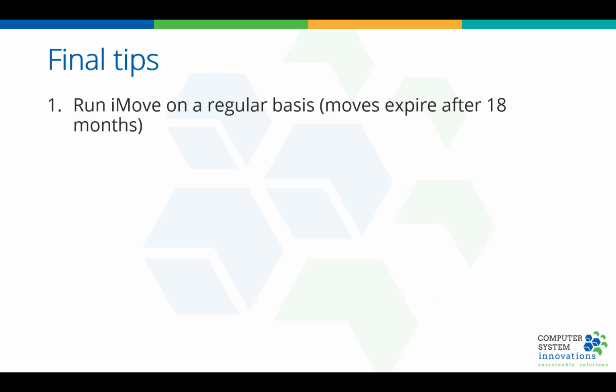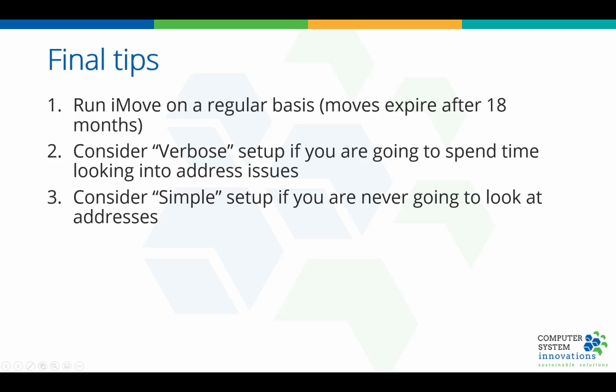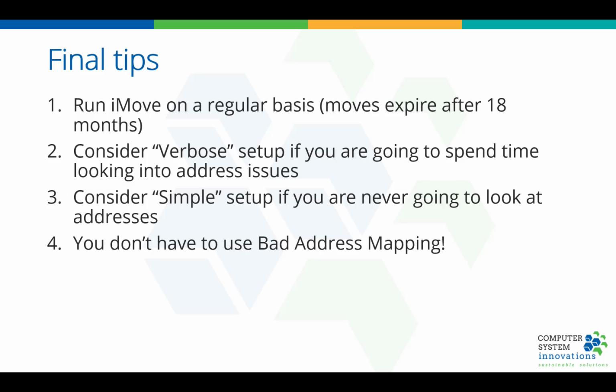Some final tips. Please remember, run iMove on a regular basis. Moves expire after 18 months. There's nothing we can do on that. Use the verbose setup if you're going to spend time looking into the address issues. If you're never going to look into them, just go with the simple setup. Finally, you don't have to use bad address mapping. It's an optional feature. It's totally up to you how you want to use it. It doesn't matter, but there's some real powerful stuff built into iMove for this.